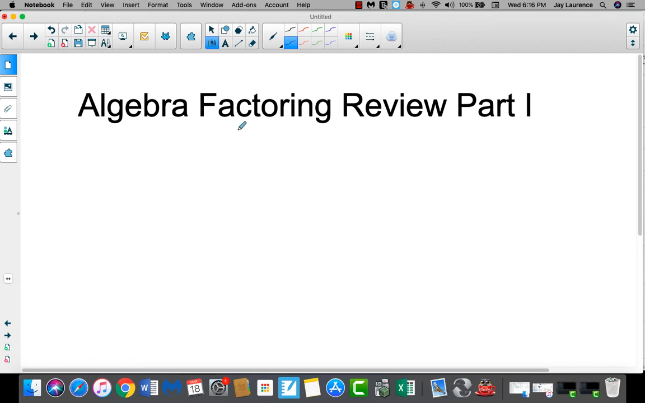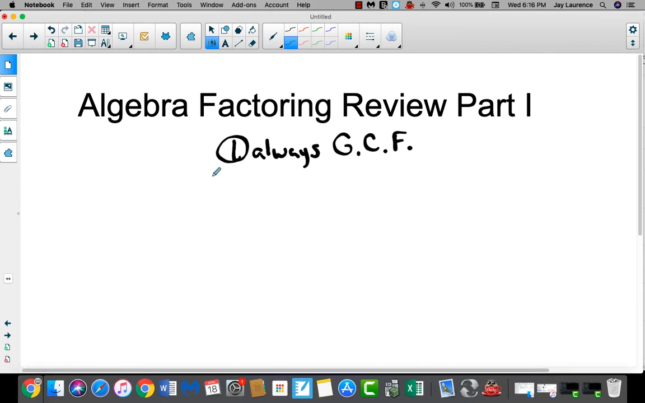The first type of factoring you should always try. Always. Did I say you should always try this first? It is GCF. Always look for the GCF first. And don't think there's never a GCF, because there always is a GCF. Sometimes the GCF is 1 and we don't do anything with it, but there is a greatest common factor. So always look to do that first.